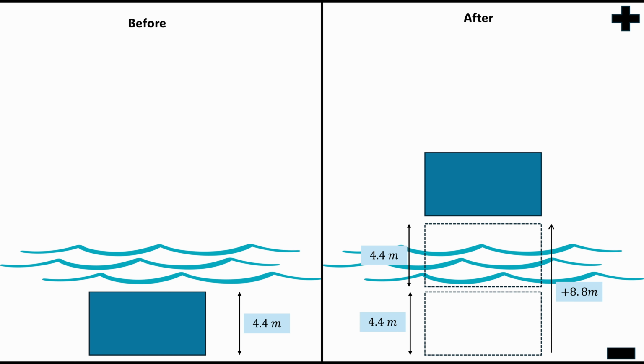According to Wikipedia, an online Star Wars encyclopedia, the X-Wing's height is 4.4 meters, meaning our net displacement is 8.8 meters.